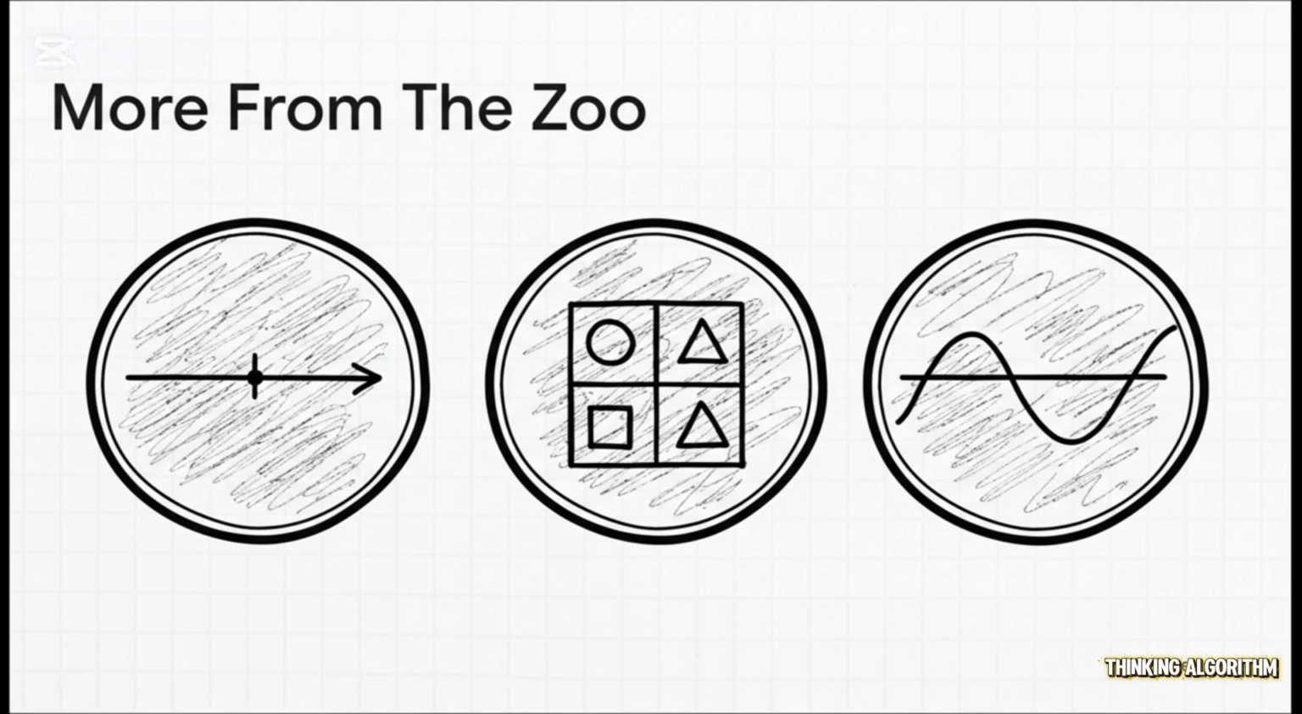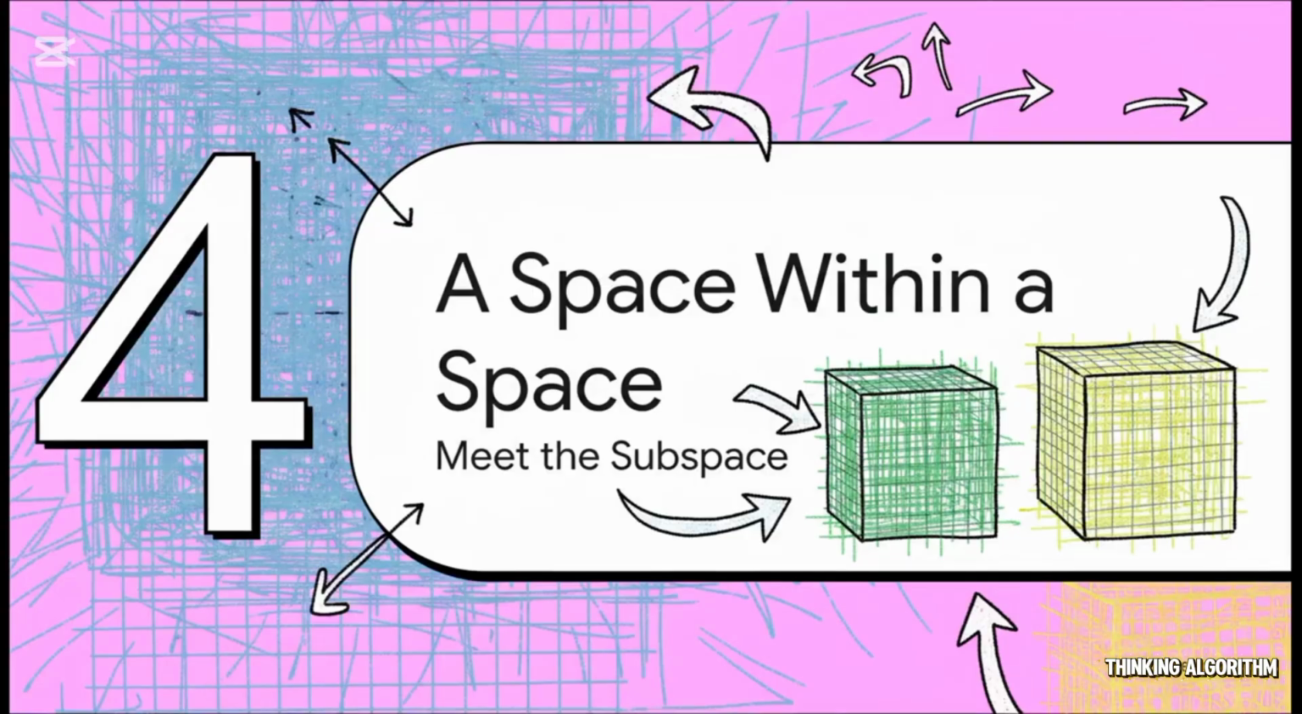Specific kinds of matrices, like symmetric ones, you bet. Even the collection of all possible continuous functions, that's a vector space too. This same fundamental structure just keeps popping up everywhere. Okay, so now that we've got a handle on what a vector space is, let's take it a step further.